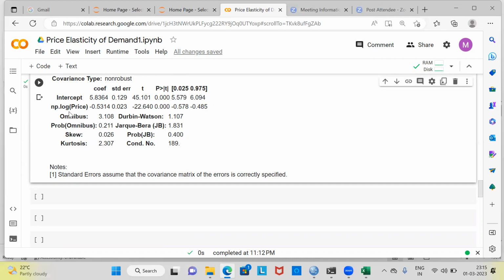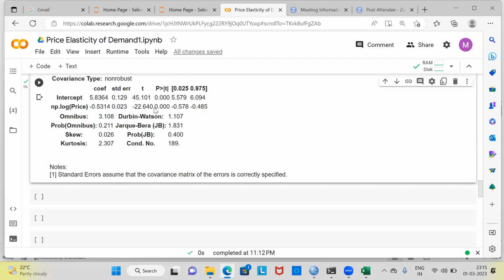Next, you have log of price. Remember, we are not using the independent variable as it is. We are taking the log transformation of the variable price. When we take the log transformation for the variable price, its coefficient is minus 0.53.